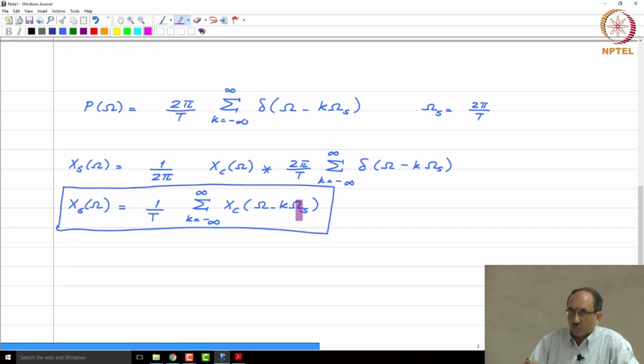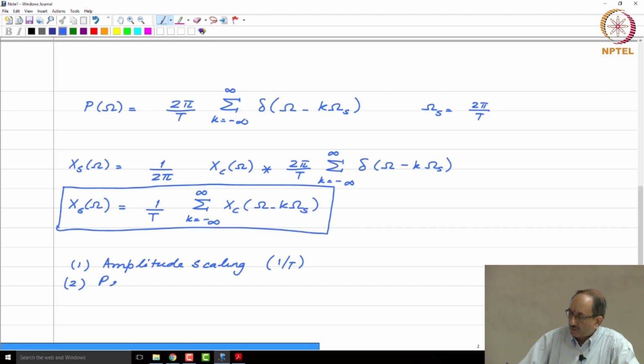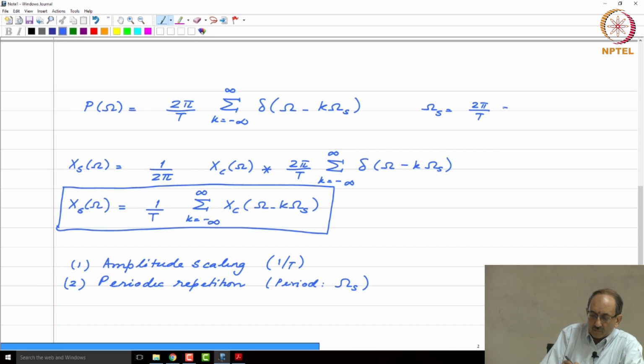So, periodic repetition is one thing. The other important thing to note is, not only is there periodic repetition, but there is also amplitude scaling, and this amplitude scaling is 1 over t, and hence you have amplitude scaling, and the scale factor is 1 over t. The other thing you have is periodic repetition, and the period of course is omega suffix s, where omega suffix s is 2 pi by cap t, and remember this can also be written as 2 pi times fs, because 1 over t after all is fs, and fs has units of hertz.